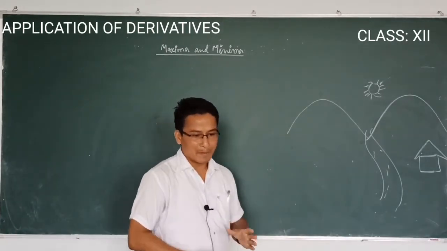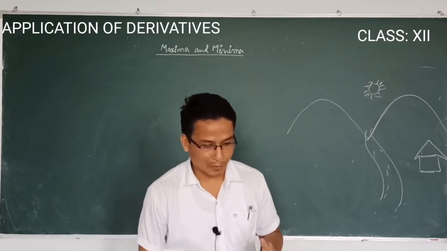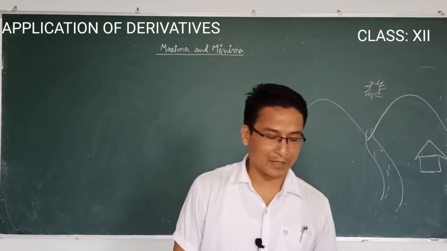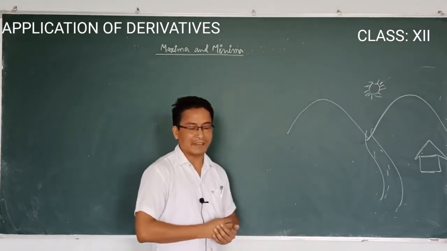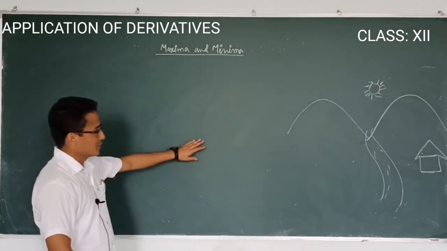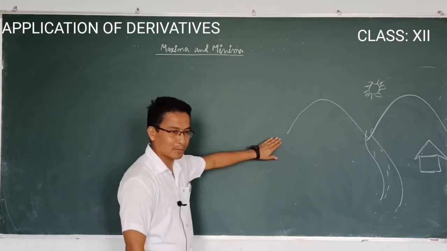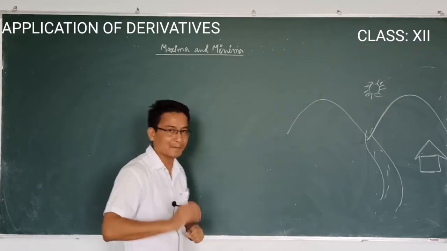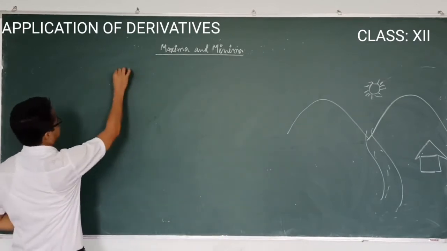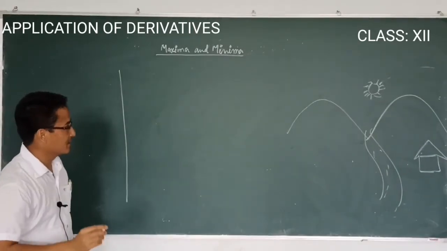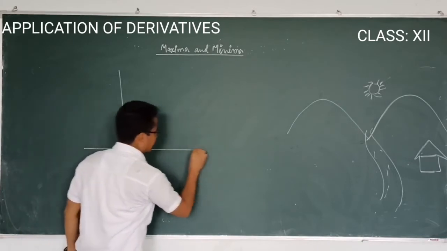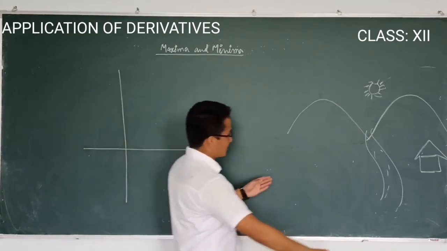We understand maxima and minima with the help of this drawing. Lots of students say that this topic is tough, but it's not like that. It's very easy. Let's see. I will take something from your first drawing. Clear?